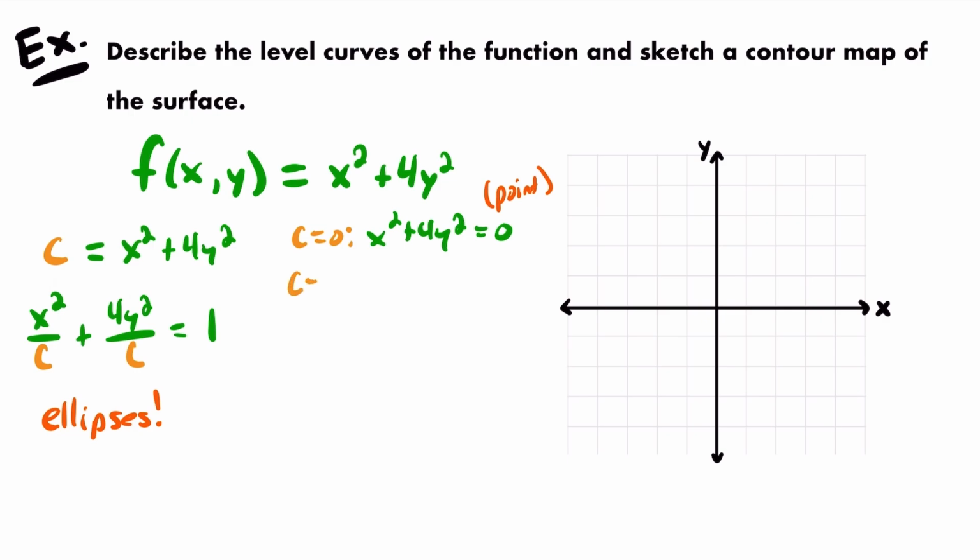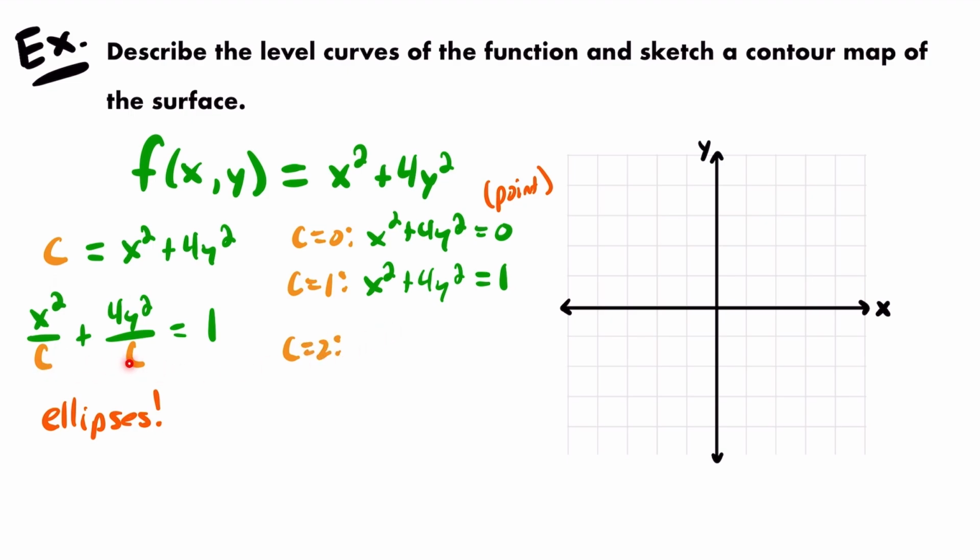Let's move on to c equals 1. Once again, I always like to increase my values of c by 1 each time, or if we're going to go in the negative direction, you would want to decrease by 1. And we'll talk about negative values of c in just a second. For now, let's just focus on some positive ones. When c equals 1, both of these denominators will be 1, so we get x squared plus 4y squared equals 1. Then let's look at c equals 2.